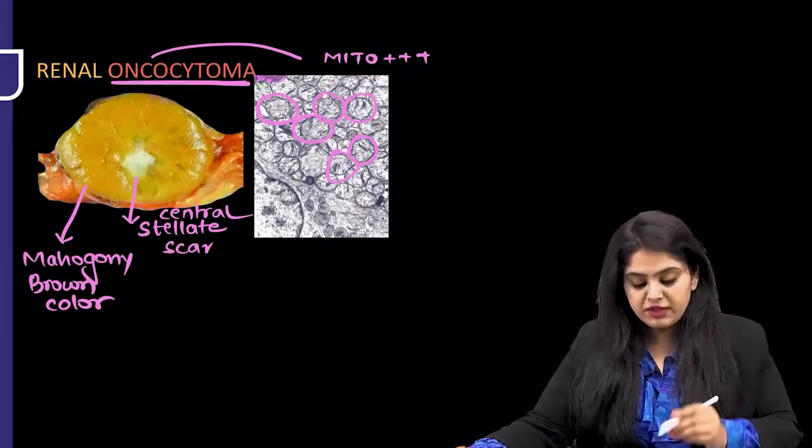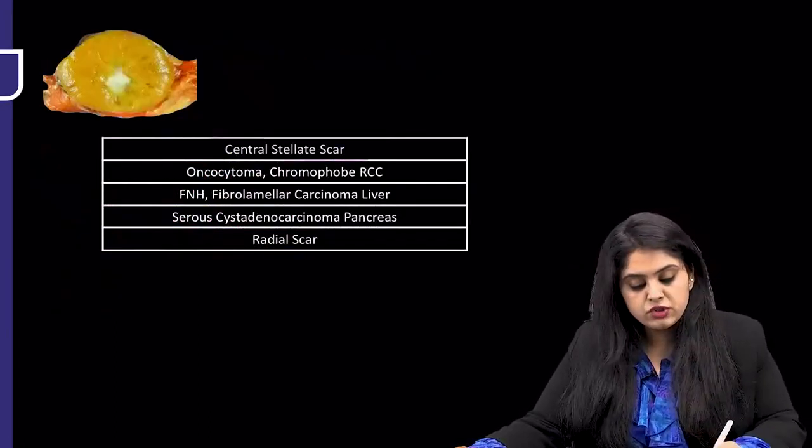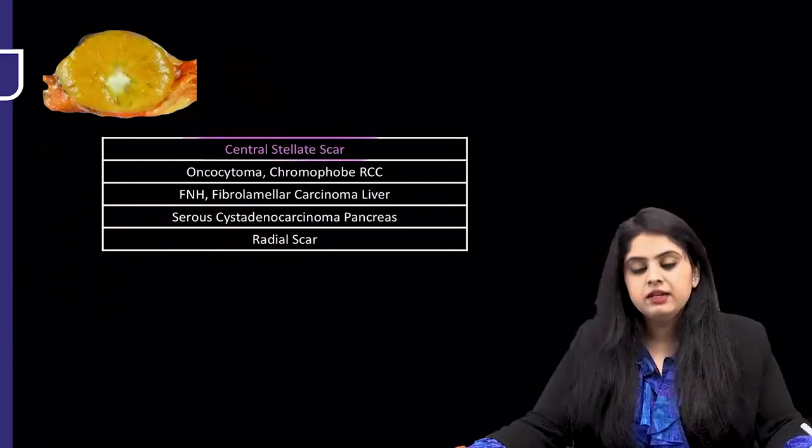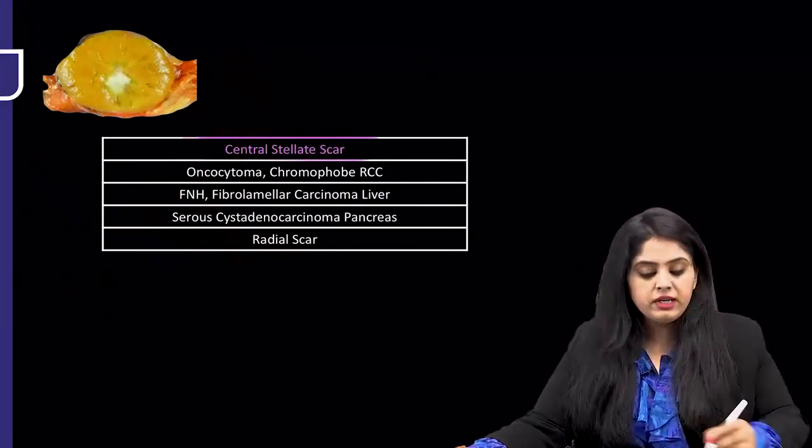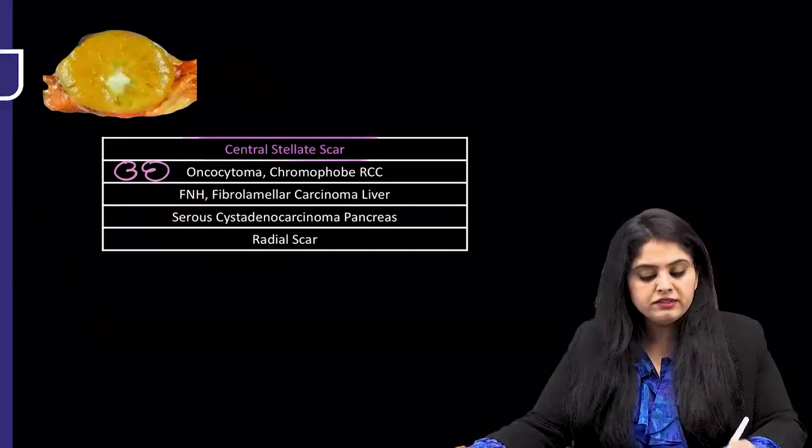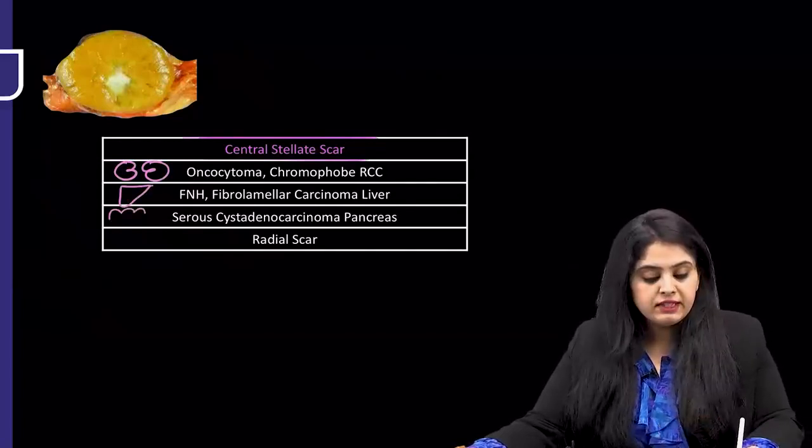So now you will ask me one question. Which are all the conditions in pathology where you see a central stellate scar? No mnemonic needed, but go organ wise. 2 things that you have in kidney, 2 things that you will have in liver, then 1 thing that you will have in the pancreas, and 1 thing in the breast.